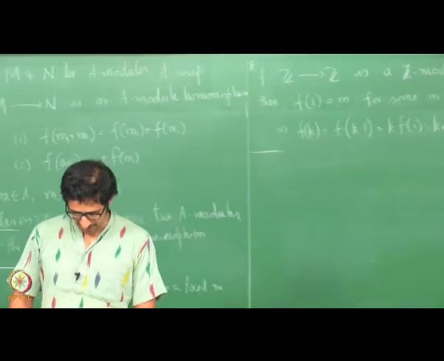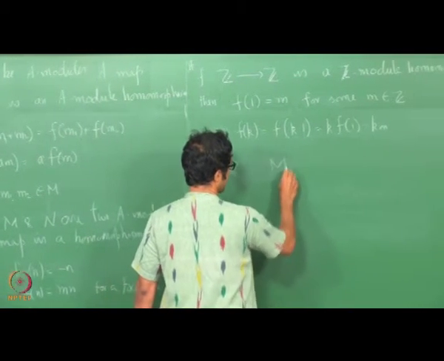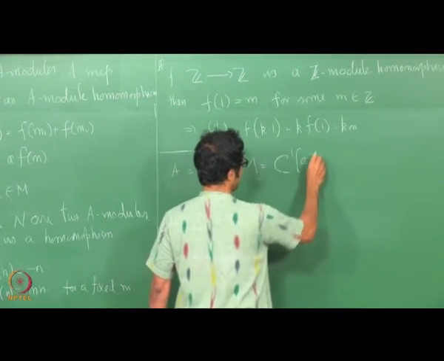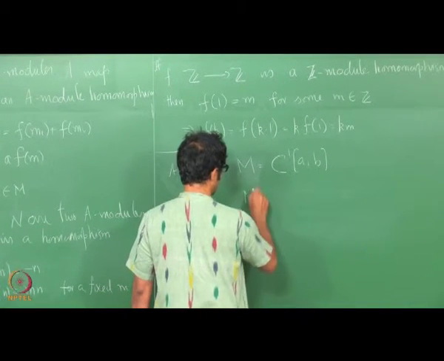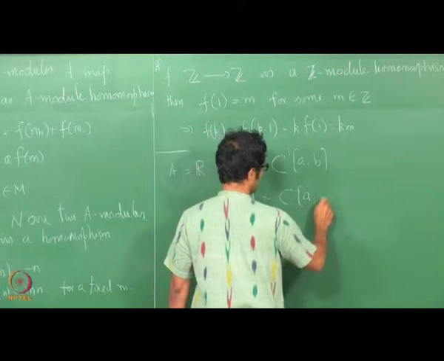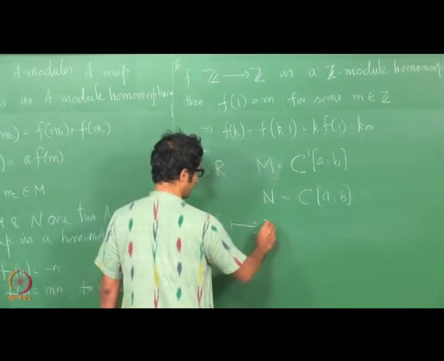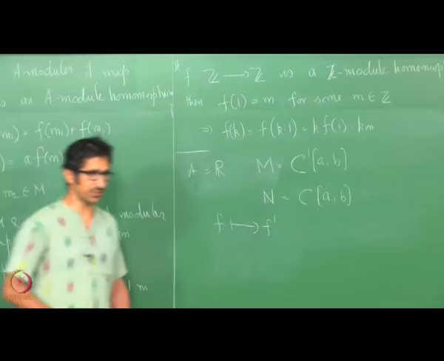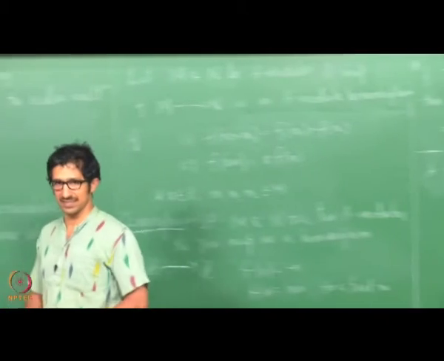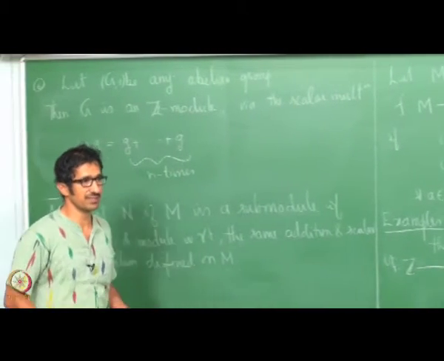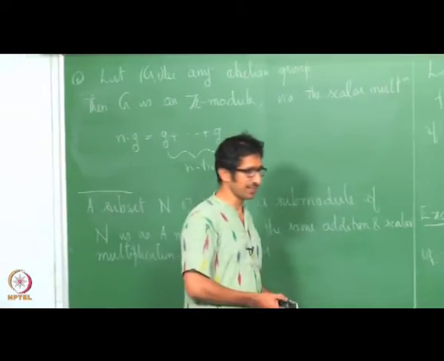Some more examples. A is R and M is C^1[a,b] and N is C[a,b] and f going to f prime. Is that what you have in mind? Yes. So more generally, any vector space homomorphism should be a module homomorphism over the same field and so on.